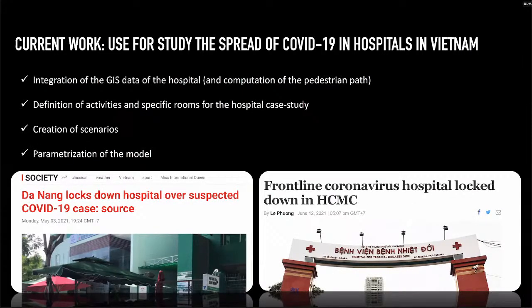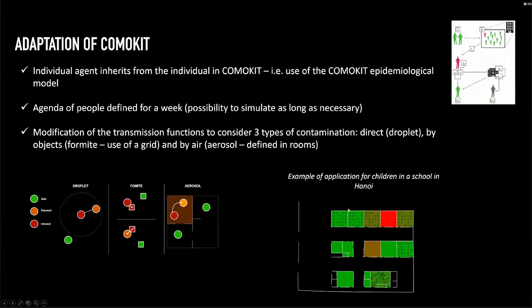And it's almost finished for this part of the presentation. Just to say that now we are working on this. Here you have an example of the model for a school in Hanoi. You can see that the agents are coming, the children are going to their classroom and just studying. Sometimes they go to a specific room for some activities. So it's a mix of classes that are sharing the activity, and they go outside to have lunch and come back after the break. And you can see that the rooms change color depending on the quantity of viral load in the room.